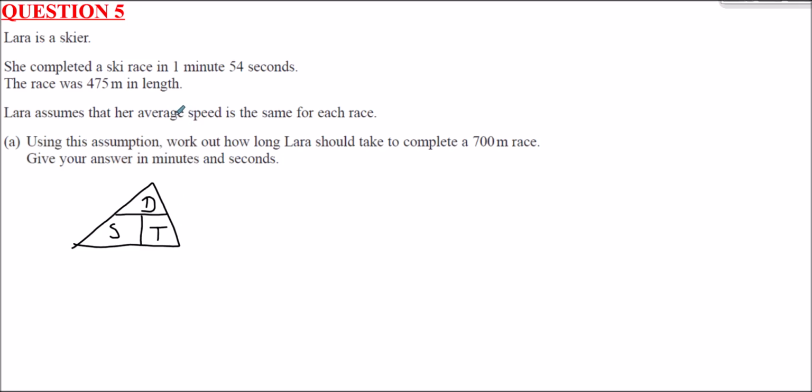So she's assuming that her average speed is the same for each race. So based on this assumption, how long would it take her to do a 700-meter race? So she does 475 meters in 1 minute 54 seconds. Now 1 minute is 60 seconds, 54 seconds is obviously 54 seconds. Add those two together, we get 114 seconds. So 475 meters takes 114 seconds.